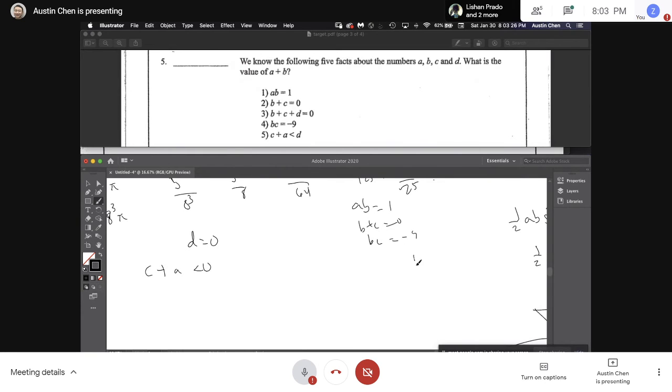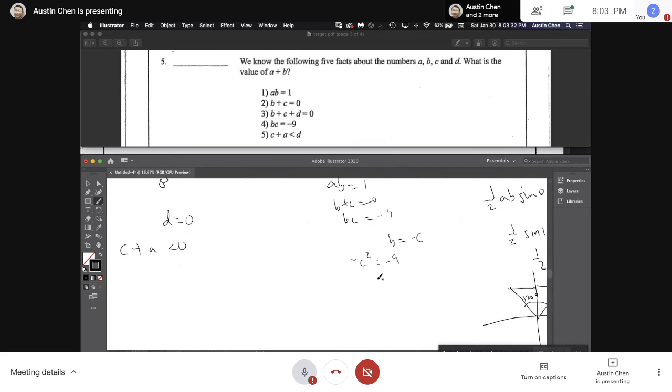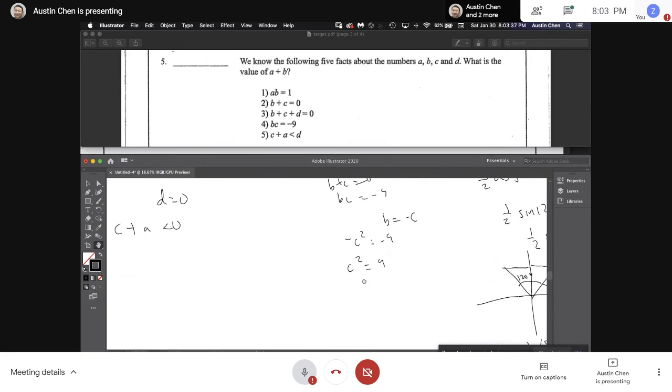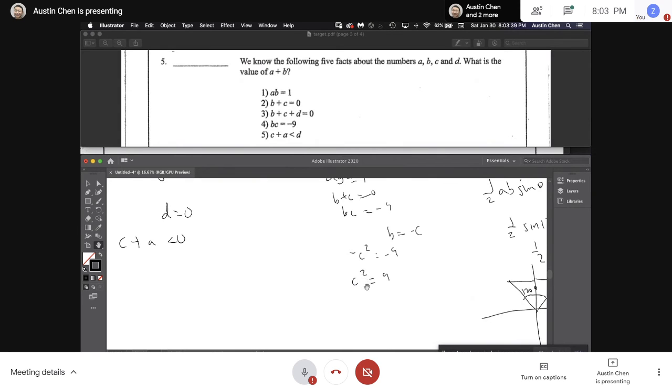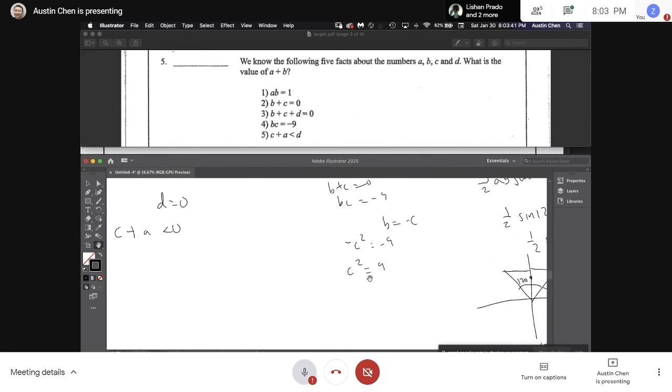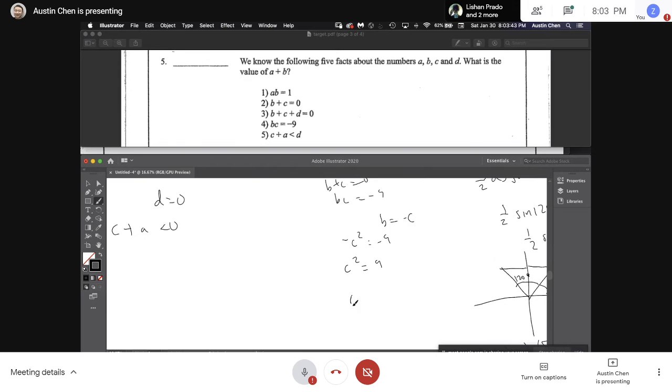So, you can just say B is equal to -C, and then here you have -C squared is equal to -9, and then C squared is equal to 9. And you have to be careful here, because C squared is equal to 9 does not mean C is equal to √9. C can be equal to plus or minus 3. So be careful on that.